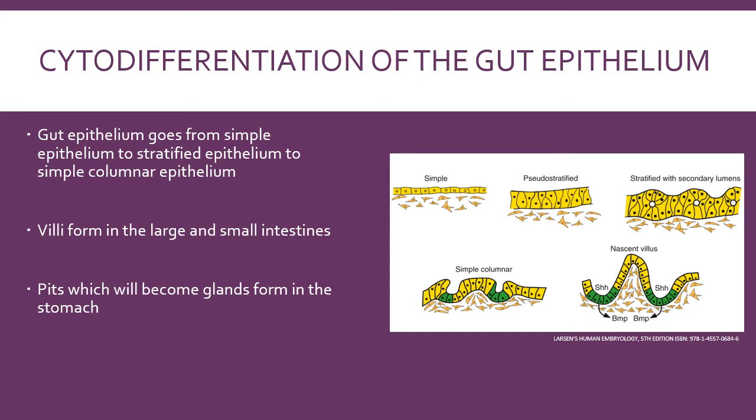In the stomach, you get the formation of pits that are going to become glands that will secrete stomach secretions, acids and such, into the stomach to aid with digestion.